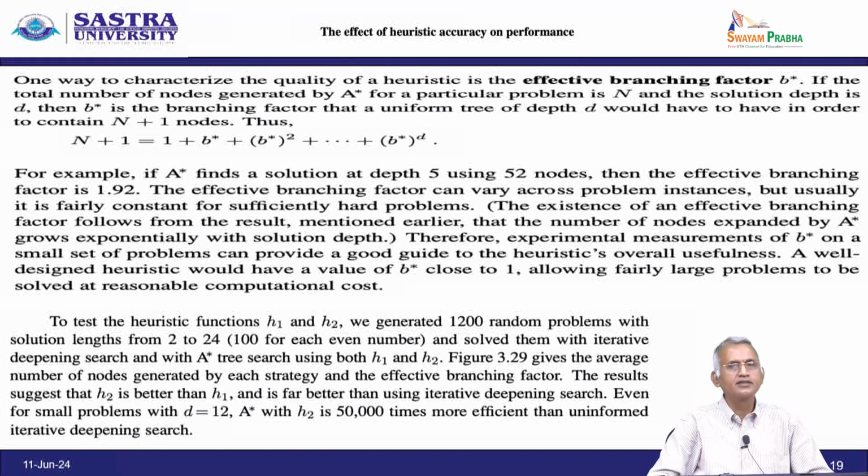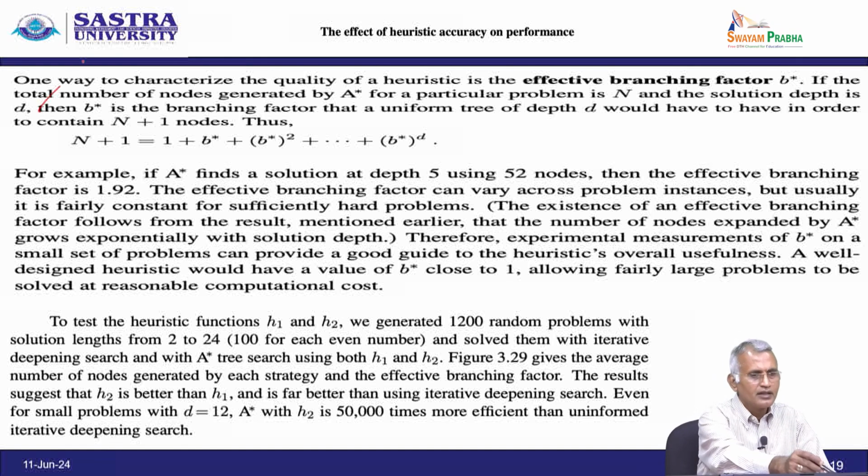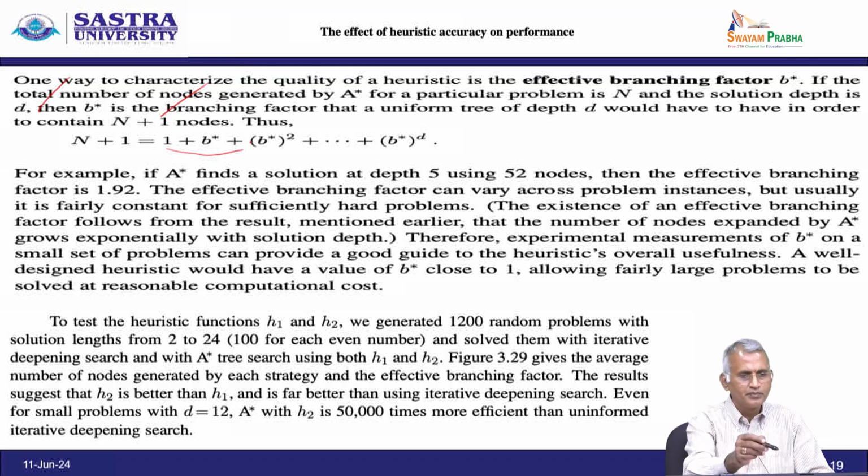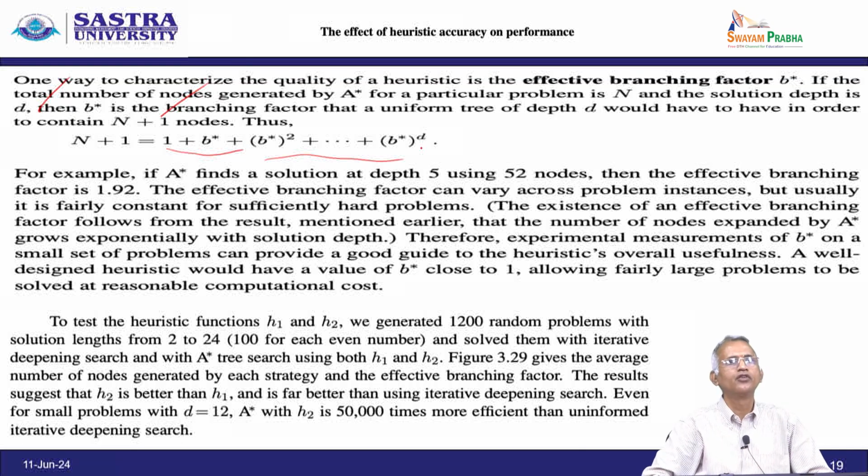One way to characterize the quality of a heuristic is the effective branching factor B star. If the total number of nodes generated by A star for a particular problem is N and the solution depth is d, then B star is the branching factor that a uniform tree of depth d would have to have in order to contain N plus 1 nodes. Thus, N plus 1 equals 1 plus B star plus B star squared and so on, up to B star to the power d, which is a polynomial in B star of degree d. For example, if A star finds a solution at depth 5 using 52 nodes, then the effective branching factor is 1.92.